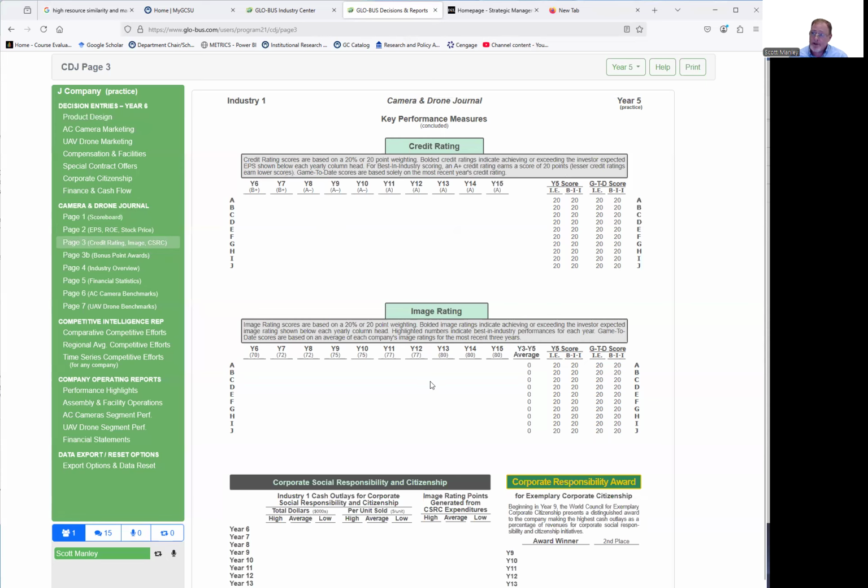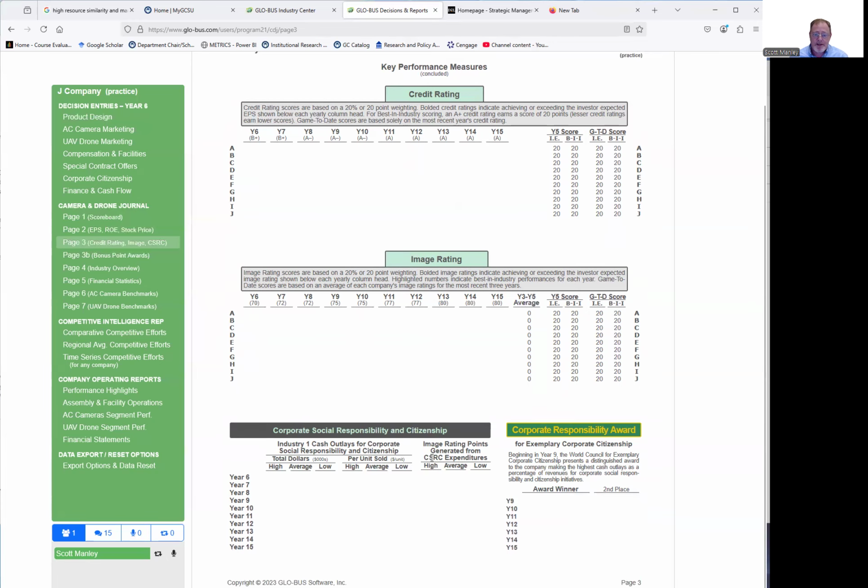Your image rating is also somewhat of a black box, but the question's already been answered, folks. The way that you can increase your image rating other than getting market share is by putting money into corporate social responsibility. As you see in year 6, the investors' expectation is 70. By the end of year 13, the investors' expectation is an image rating of 80. So corporate social responsibility and citizenship will tell you how much the industry on average is spending on CSR. And starting in year 9, there will be an award for the company that is the most corporately socially responsible.